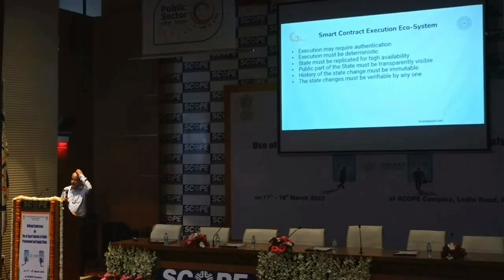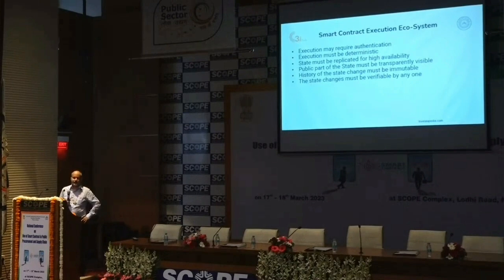The execution must be deterministic. We have already discussed that. And state must be replicated for high availability. So it has to be replicated. And then the public part of the state: not every piece of information in a smart contract needs to be publicly visible, but the important part of the information, which depends on the contract and how it was designed, should be transparently visible. And as I said, the history of the state change must be immutable, and state changes must be verifiable by anyone, right?